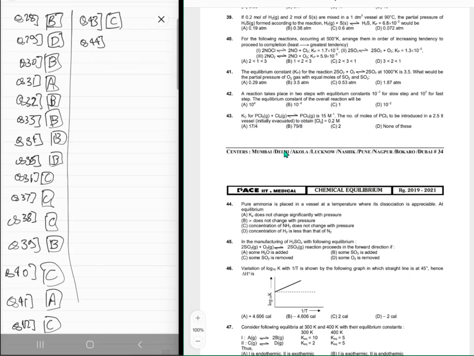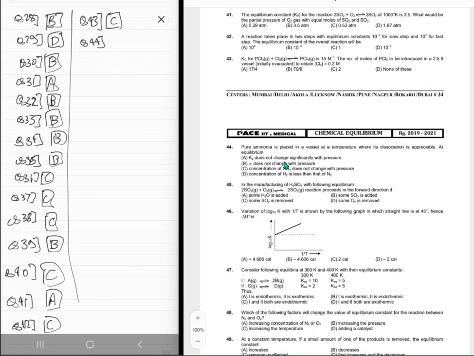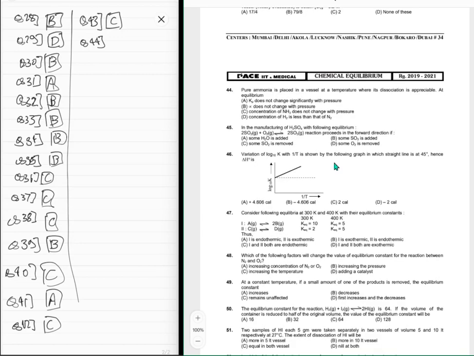Question 44. Pure ammonia is placed in a vessel at a temperature where its dissociation is appreciable. At equilibrium, Kp does not change significantly with pressure. I mean, it's ammonia, so Kp is a constant, because at a certain temperature both Kp and Kc are going to be constant.